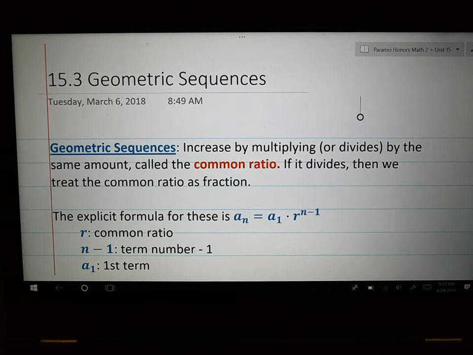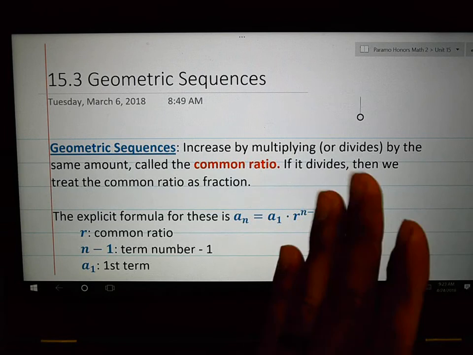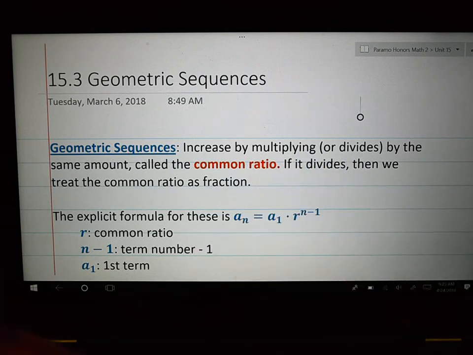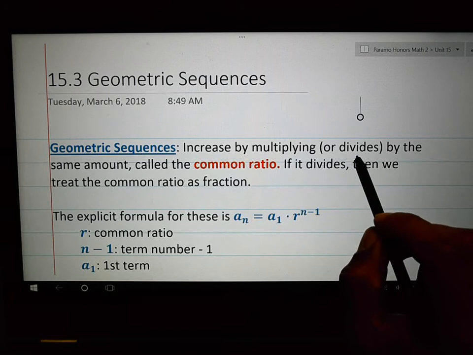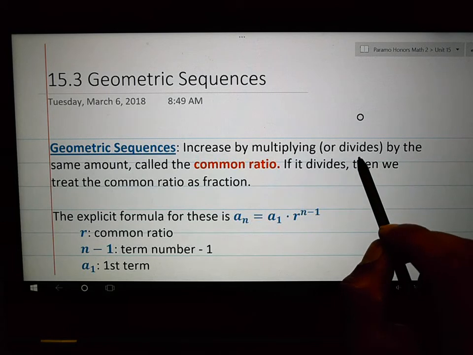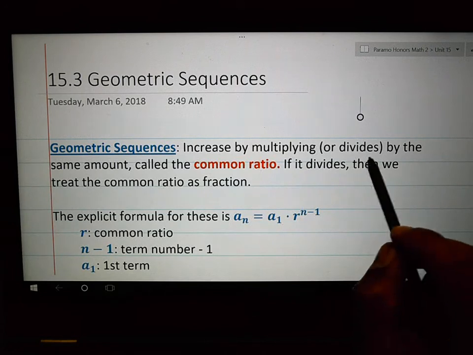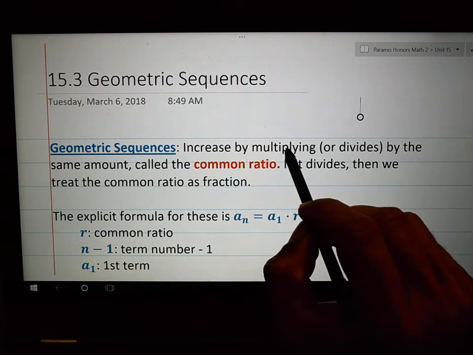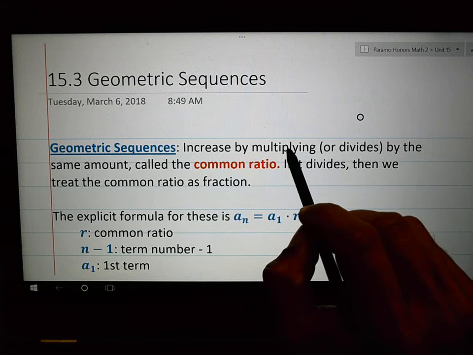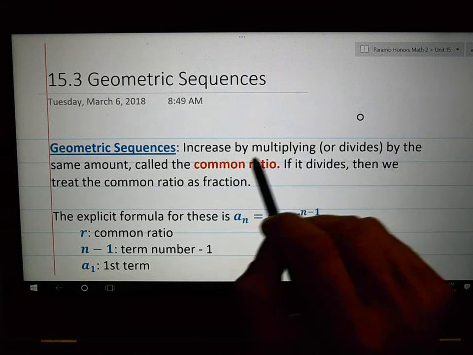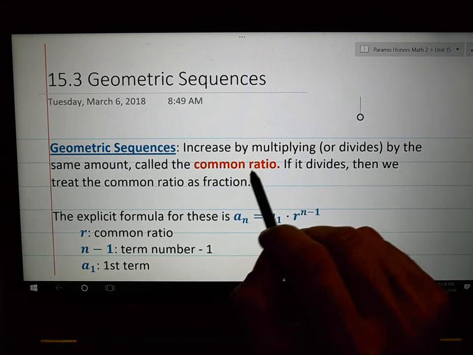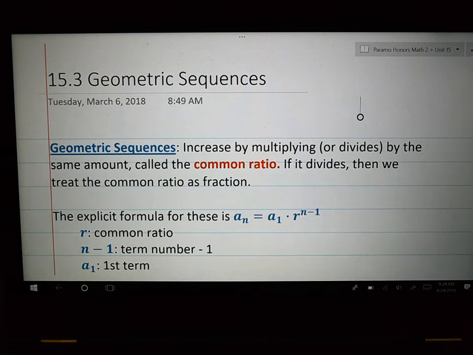15.3 is on geometric sequences. What's different about geometric sequences versus arithmetic is that in geometric, you're multiplying by something every single time to get to the next term number. Now, sometimes it'll look like it's dividing, but when you're writing these equations, even if it's dividing, we want to figure out what it is in terms of multiplication. If you end up dividing, I want you to treat the common ratio as a fraction, meaning this.